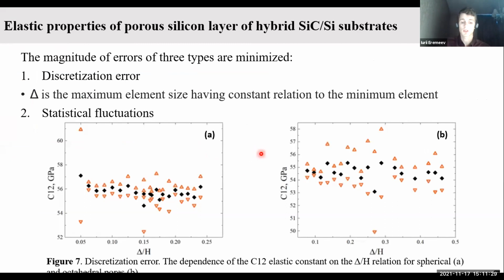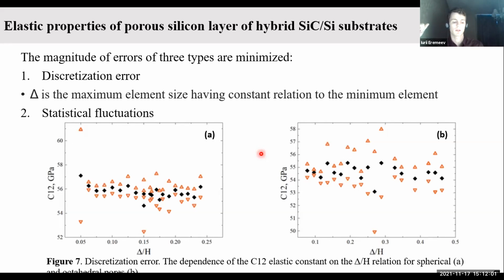So the error sources are minimized during calculation: the finite size effect, discretization error, and statistical fluctuations. In the COMSOL program, tetrahedrons were selected as the elements of the partition. To estimate the discretization error, the maximum element size was increased, keeping a constant relation to the minimum element size. The dependence of the C12 elastic constant on the size of the mesh element is shown in Figure 7.